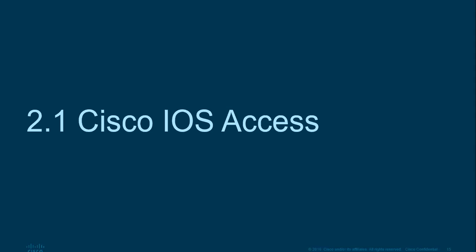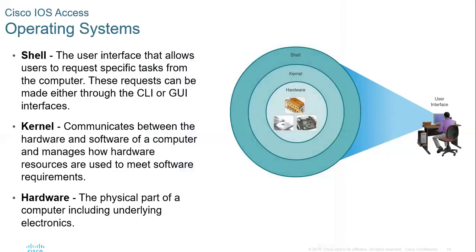Cisco IOS access. Before going to Cisco IOS access, we should have a thorough understanding of the operating system. In an operating system, there are three main points: one is shell, kernel, and hardware.